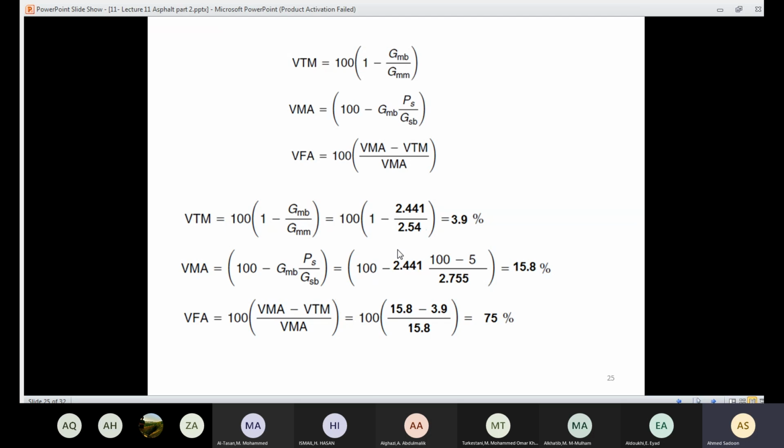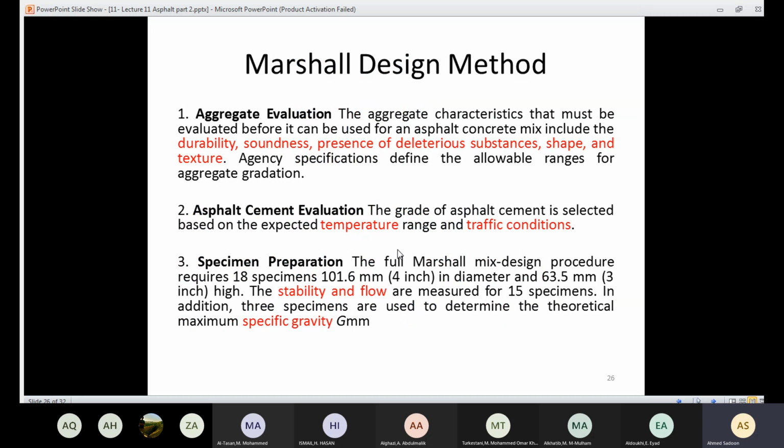Whatever the method you use to produce asphalt mixture, it's important to understand the different types of voids. So quickly, I'm going to talk about the Marshall design method. Marshall design method is the empirical method, but it's more common. Nowadays, people are replacing it with the Superpave method, which is more accurate, but it requires a lot of calculation and experiments.